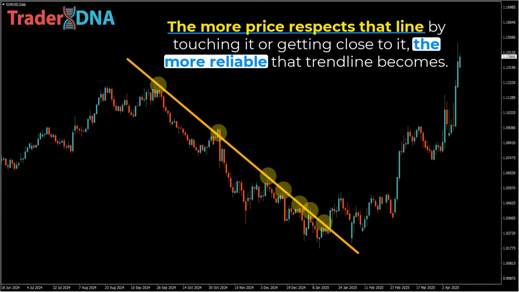And honestly, it really is that straightforward. So now at this point, you should have a solid understanding of how to draw trend lines accurately and effectively, both in uptrends and downtrends. But drawing the lines is just the beginning.